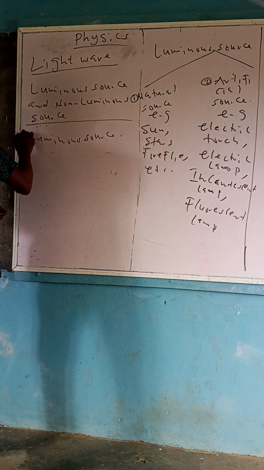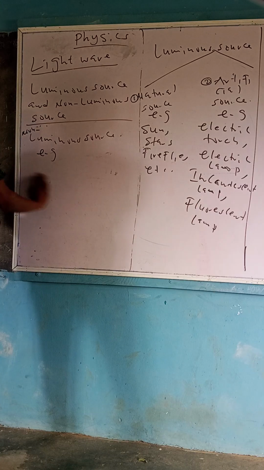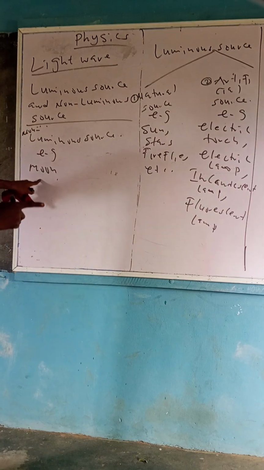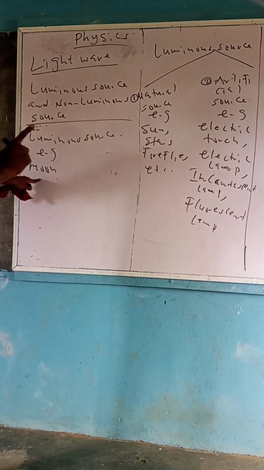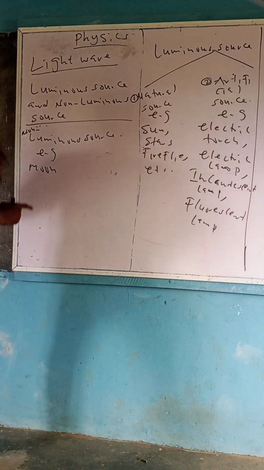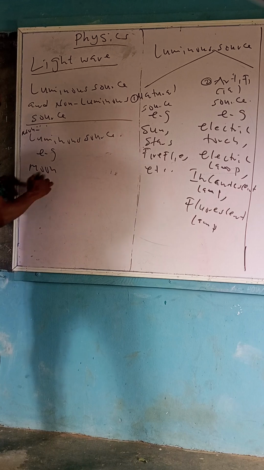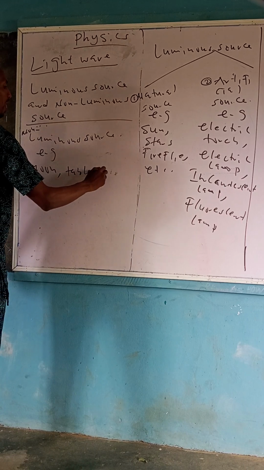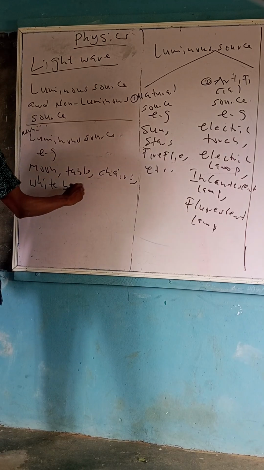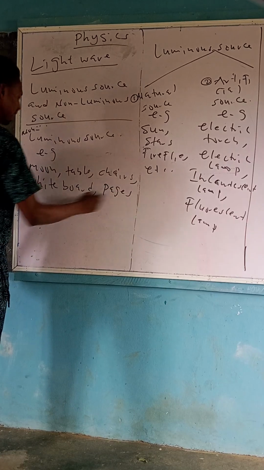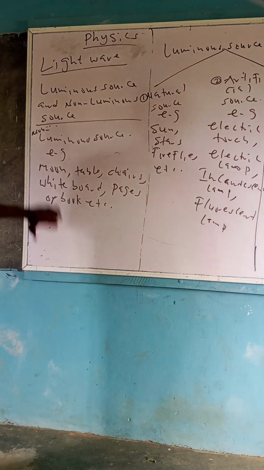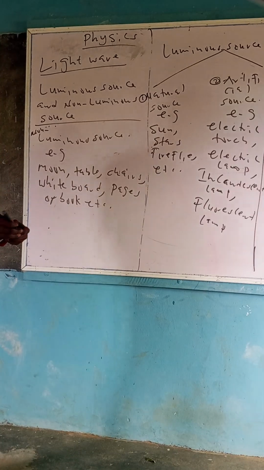What are examples of non-luminous source? The first example we have to know is the moon. Please take note of that. Most students face this in JAMB or external exams. The moon is not a luminous source; it falls into non-luminous. So we have tables, chairs, whiteboard, pages of a book, etcetera. These are examples of non-luminous source.